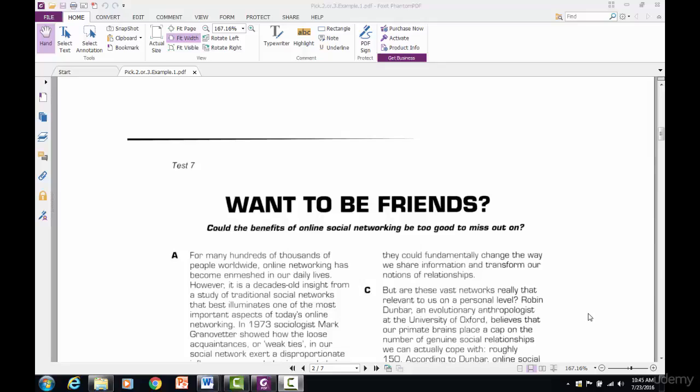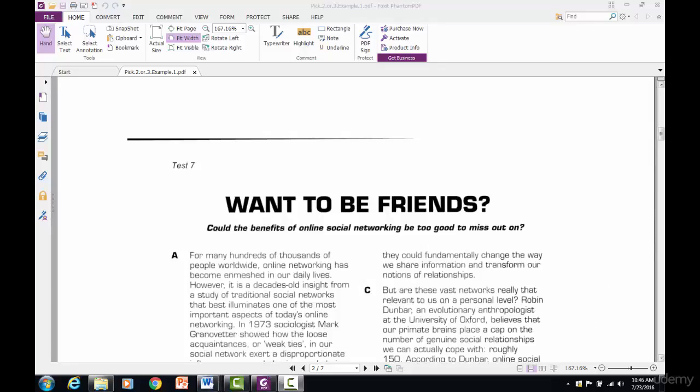So if you have a pick two or three, a matching, and a fill the blank question, I would suggest you do the fill the blank question first, then do the matching question, and then do the pick two or three from a list question. The reason why is when you do a pick two or three from a list question last, and you do the other ones first, you'll have a chance to look at a lot of the passage, and then doing a pick two or three question is going to be much easier to handle.